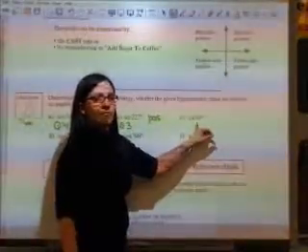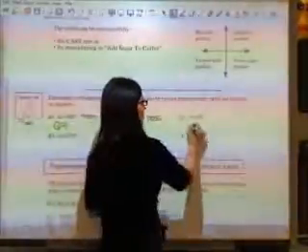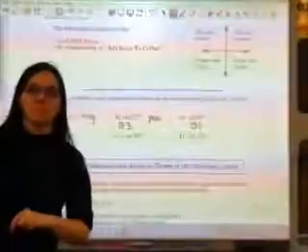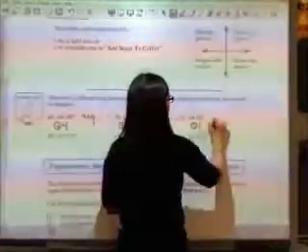Okay, do the same thing for the next 4. Figure out the quadrant and then figure out the sign using the CAST rule. 88 degrees. What quadrant am I in? Quadrant 1. And what is the sign in quadrant 1? Positive.